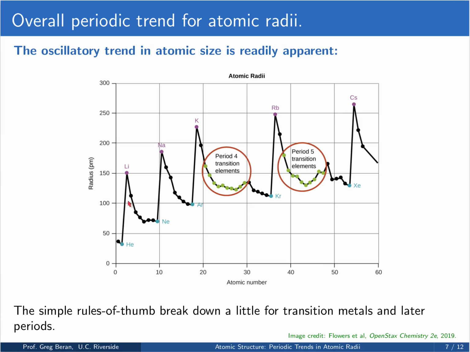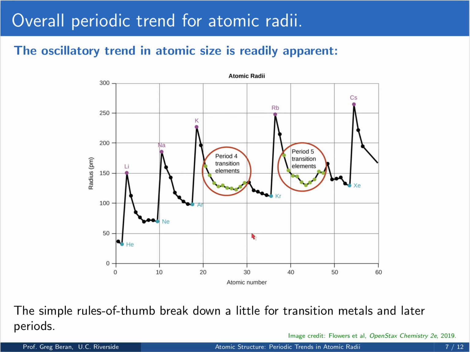For periods 1 through 3, we see that the size generally decreases as we move across the period. However, every time we start a new period, for example helium to lithium, neon to sodium, or argon to potassium, we get a large jump in the atomic size. And that's because we're starting to fill orbitals of the next higher principal quantum number.